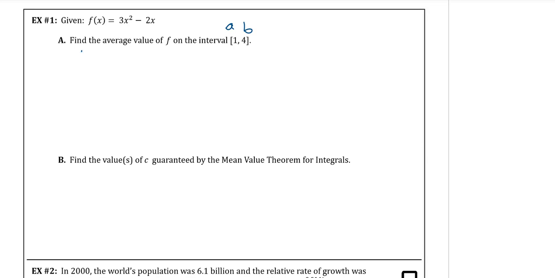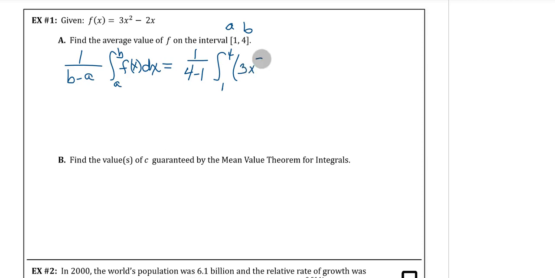So we are looking to use this little formula: 1 over b minus a times the integral from a to b of f of x dx. We're going to substitute everything in. So we have 1 over 4 minus 1 times the integral from 1 to 4 of 3x squared minus 2x dx. Now it's just a matter of doing the mechanics. So we have 1/3 times x cubed minus x squared, evaluated from 1 to 4.